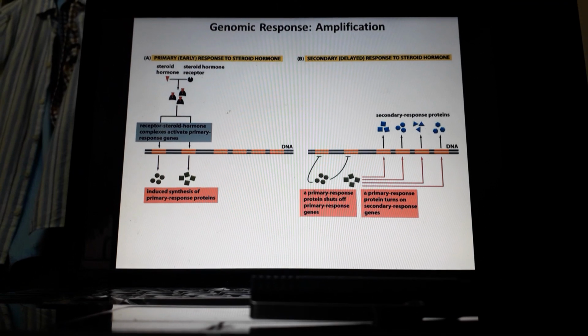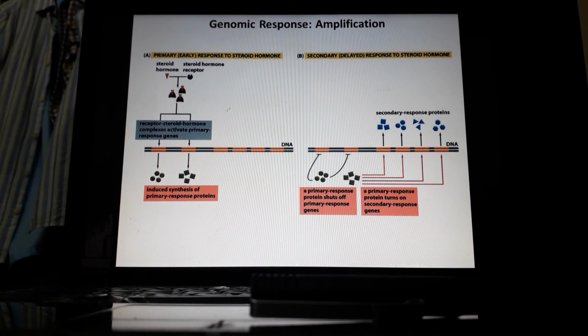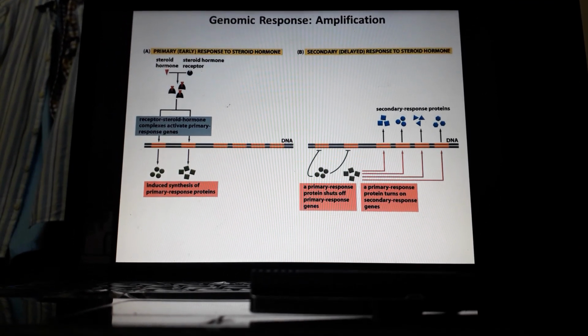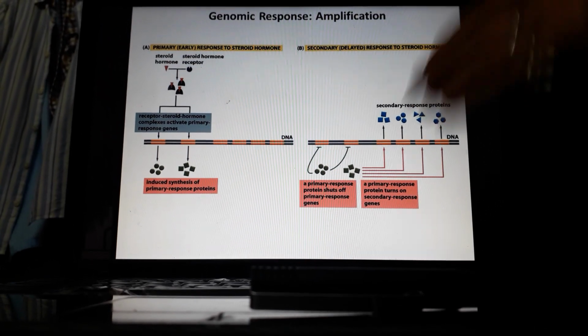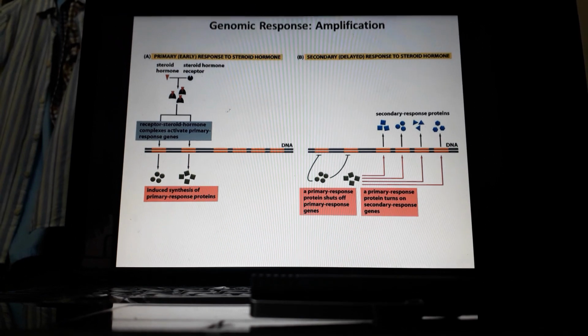So this is how the long lasting effect of the genomic response occurs, through the primary and secondary responses, and there are also some hormones which elicit a tertiary response. Understood?